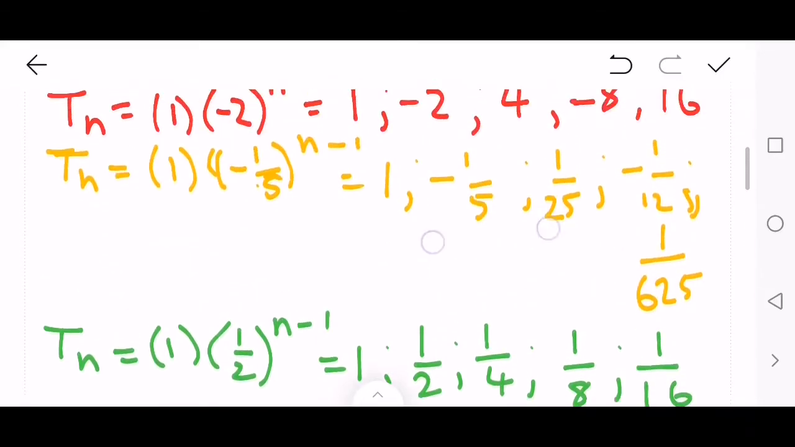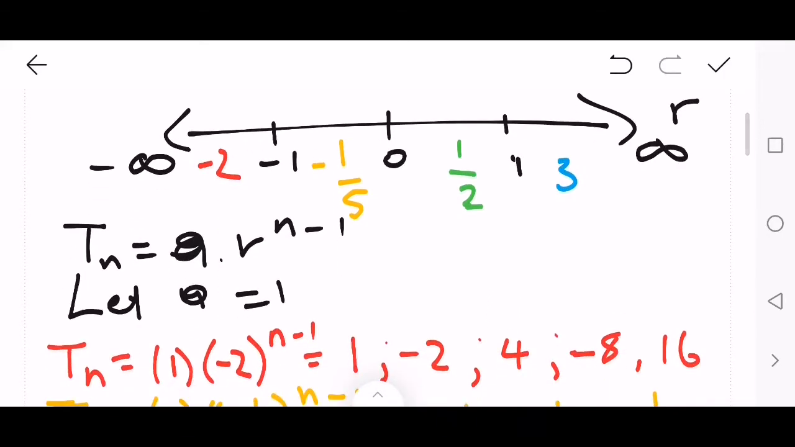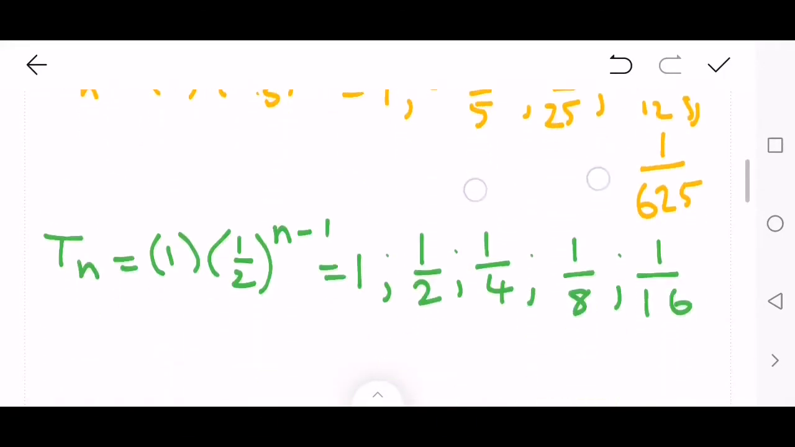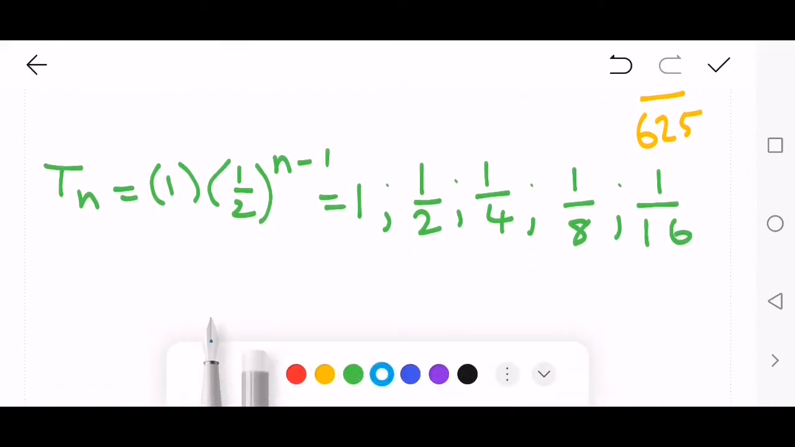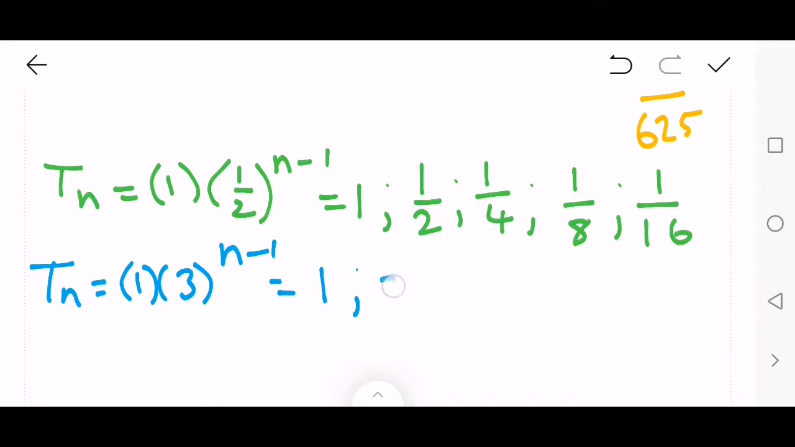Let us now consider our fourth common ratio. So we have Tn equals 1 into 3 to the power n minus 1. That equals, the first term is 1, second term is 3, 9, 27, and 81.